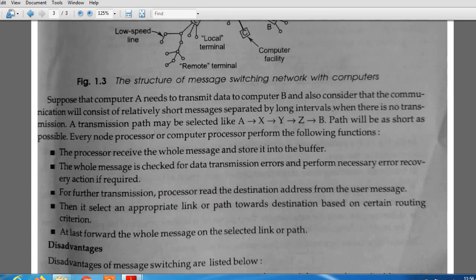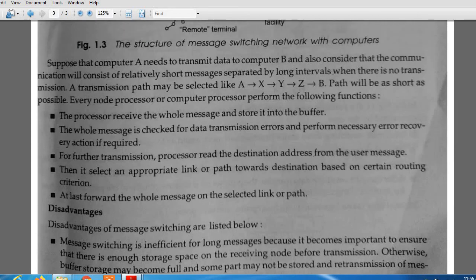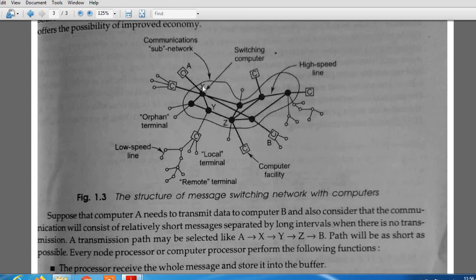Now there are some disadvantages. It is inefficient for long messages. Why is it inefficient? As we have come to know, it will receive everything, every message whatever it wants to send. So for a long message it requires a maximum amount of space. So the space requirement is more. That's why it is not efficient for sending long messages. This is one disadvantage.